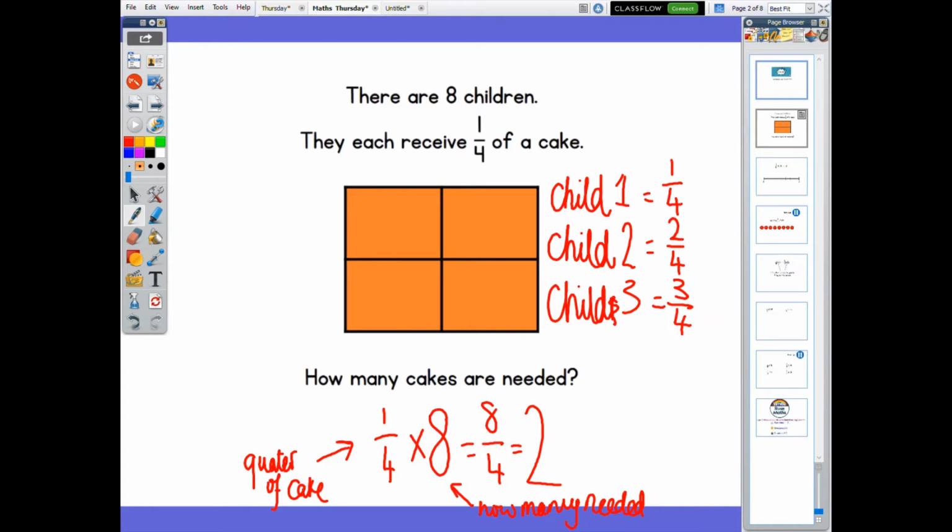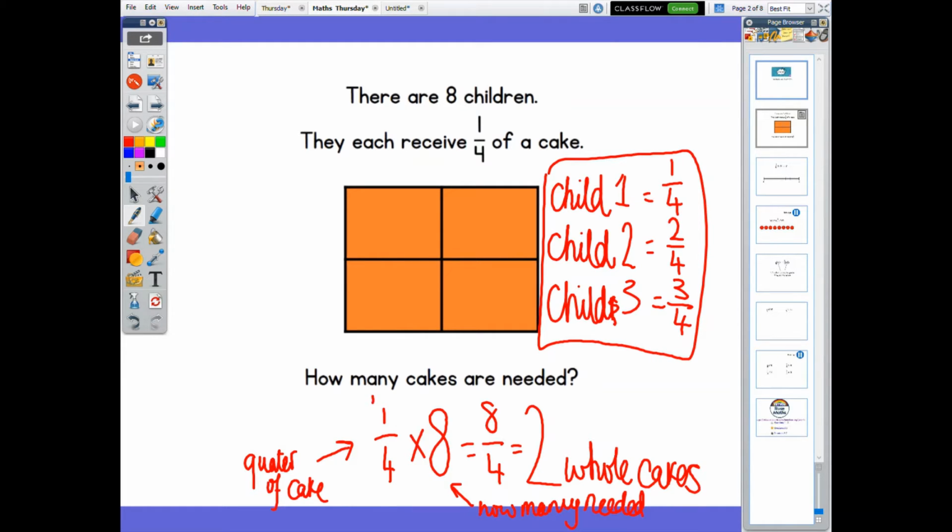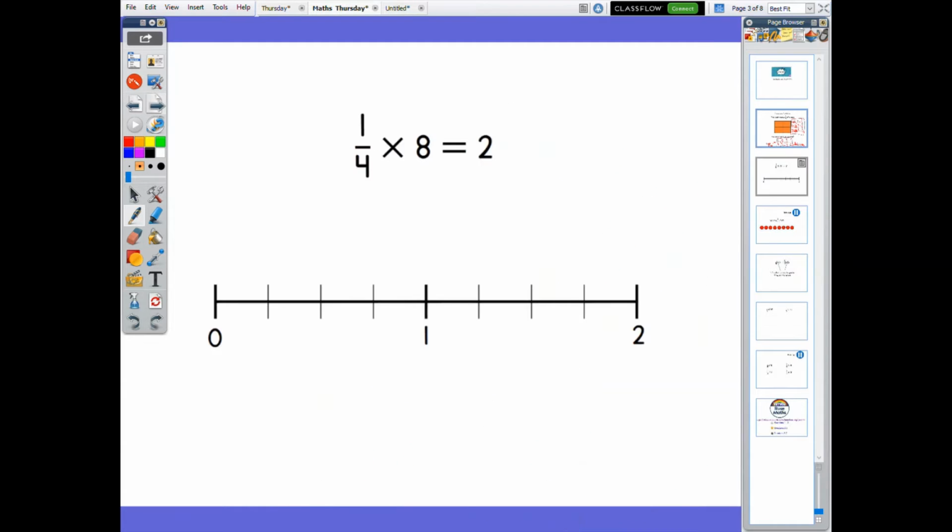So I would need 2 whole cakes. So you can see that instead of doing repeated addition, I have done multiplication. Okay, so I know what each part is worth. I know how many of those parts I need, so I've multiplied them together to find my answer. Or we could look at it this way.